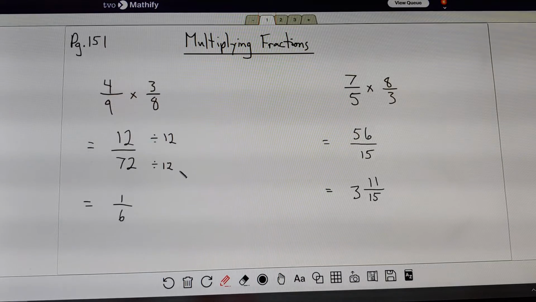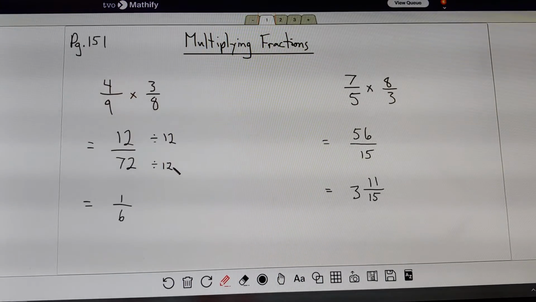Okay, so it'd be more steps. The bigger the number that you can divide by, the better. It just means less steps, but you can still do the same thing. Divide by your prime numbers: 2, 3, 5, 7, 11, 13.